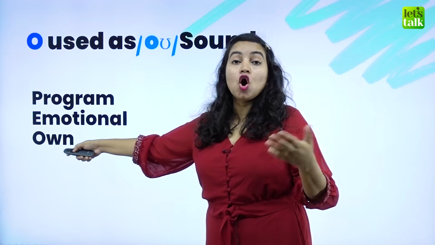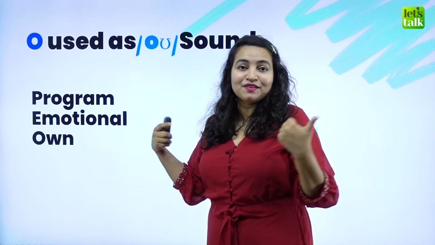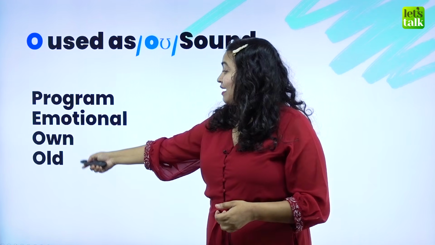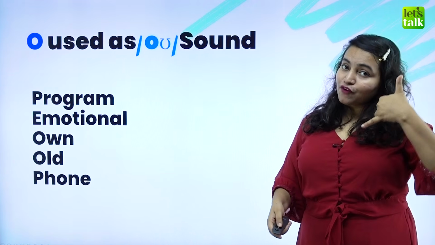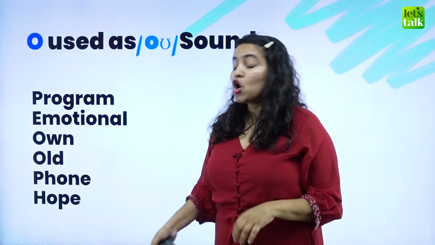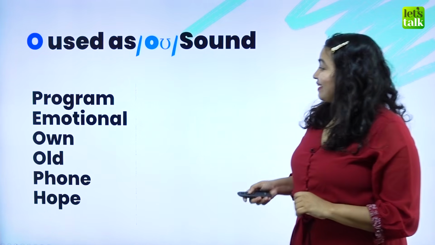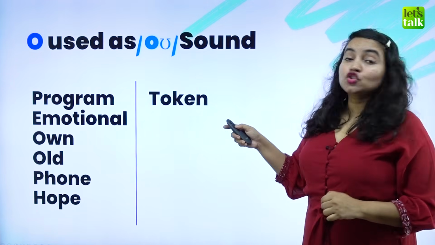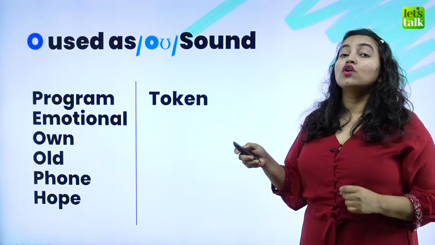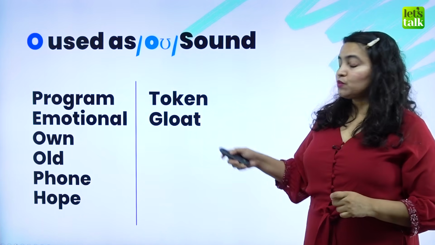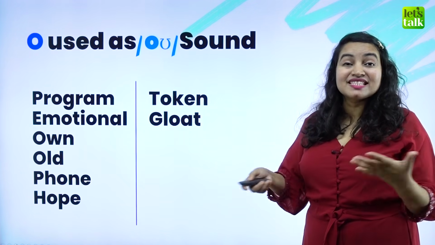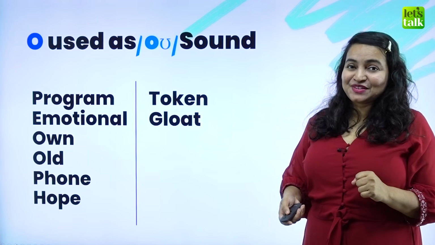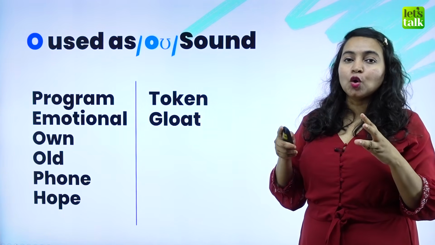The next word, own. Own means to have something that belongs to you. The next word, old. The next word, phone. The next word, hope. Let's look at some more words. Token. Oh, token. The next word, gloat. Gloat means you are happy when someone else is sad. You're a very bad person if you do that, but that's called gloating.